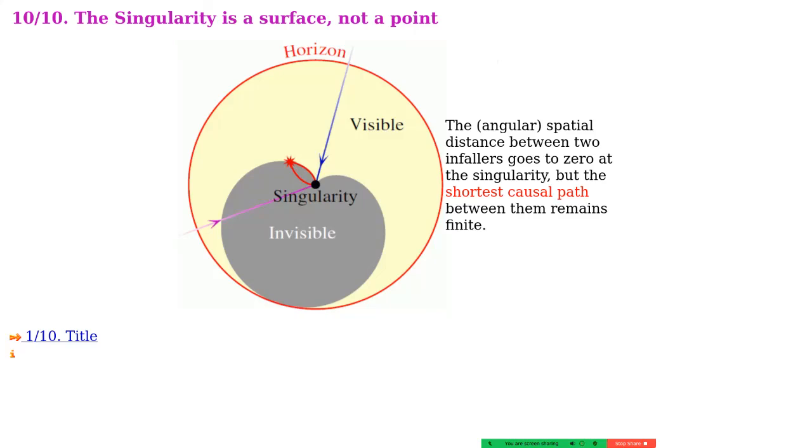The bottom line that I conclude is that the singularity is a causally separated surface and not a point, which probably has profound implications in quantum gravity.